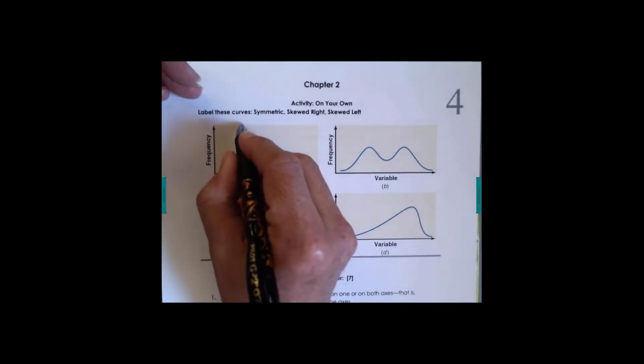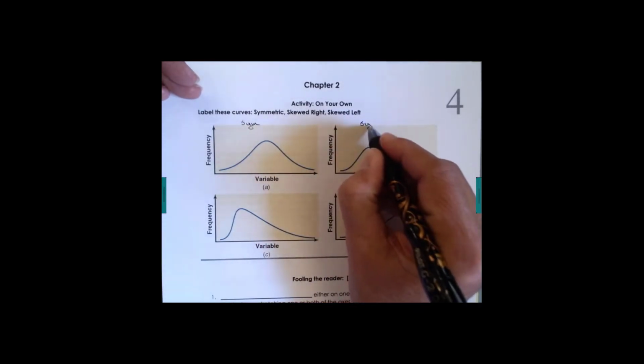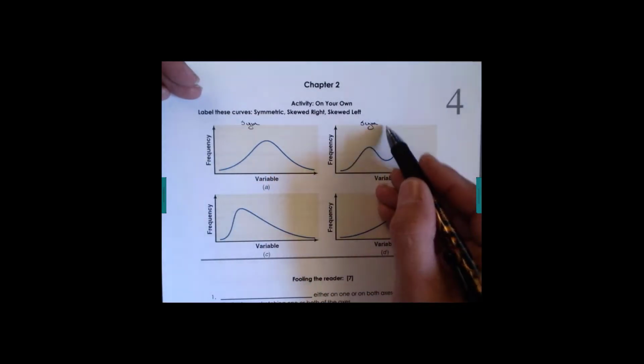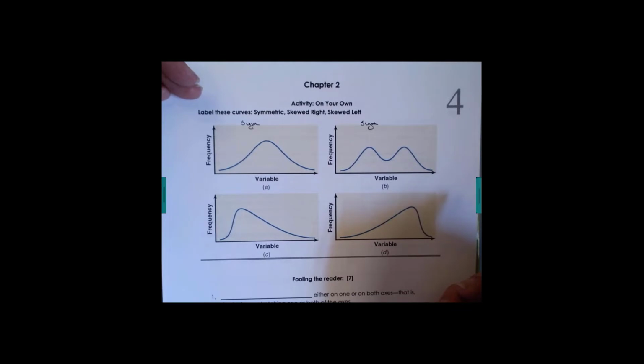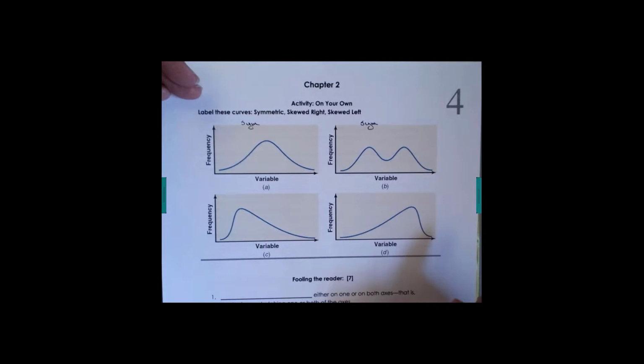Now the first two that we have at the top are symmetric. The test for symmetry is whether you can fold the curve in half and both sides match. Even this sort of odd one, curve B, is really symmetric because it's exactly the same on the right and the left. It's an identical curve. Now down here, curve C has the skew, which is the tail of it, over here on the right. So this is what we call a right skew. And curve D on the other side has the tail on the left, so we're going to call that one a left skew.